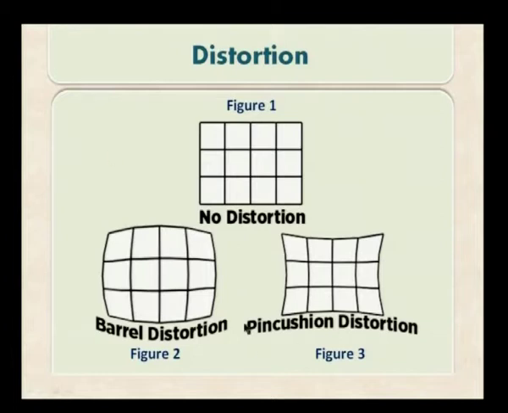Remember this object, the wire gauze is kept here, and the lens is kept here, and you have got a screen. On the screen, the image that you obtain will be of this shape. It will be looking like a barrel. The rectangle looks like a barrel. So, this is called a barrel distortion.